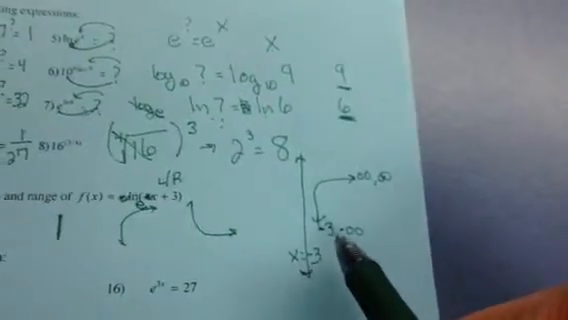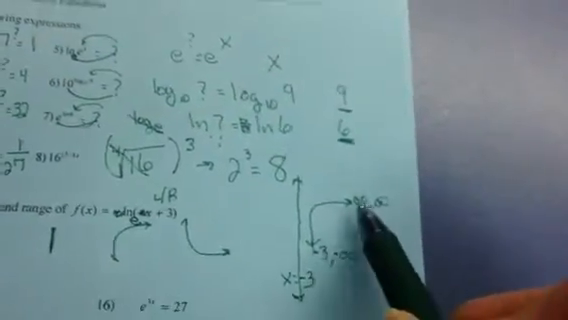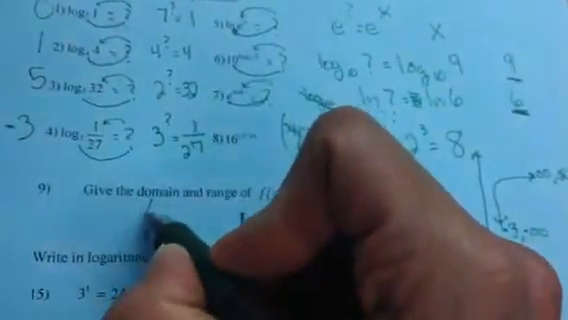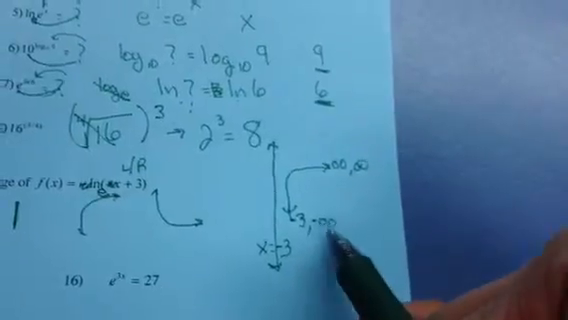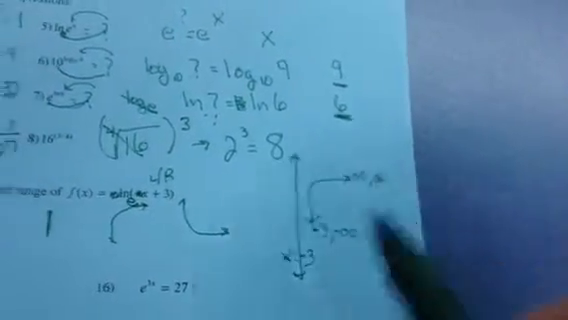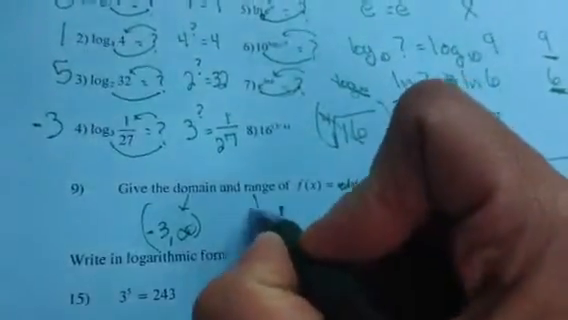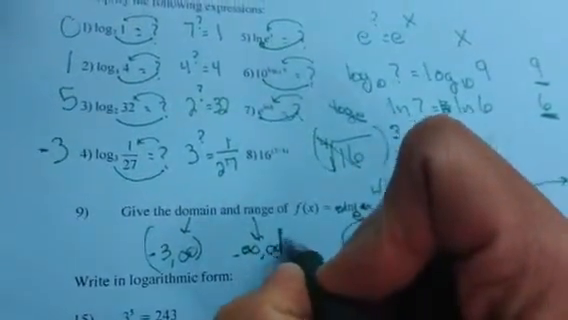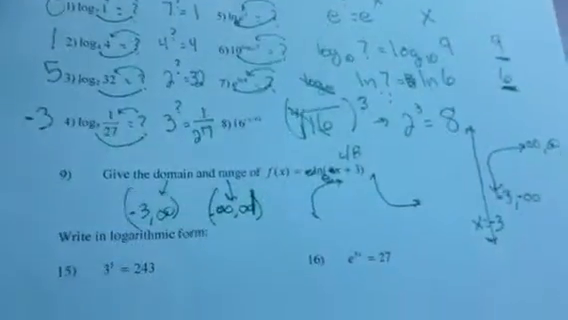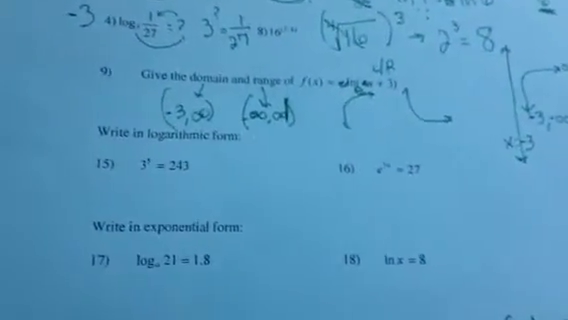So the domain are the x values, the smaller one to the bigger one. So my domain is from -3 to infinity. Okay, and the range, we look at the y values, so smaller to bigger. Okay. All right, the next part we are just rewriting.